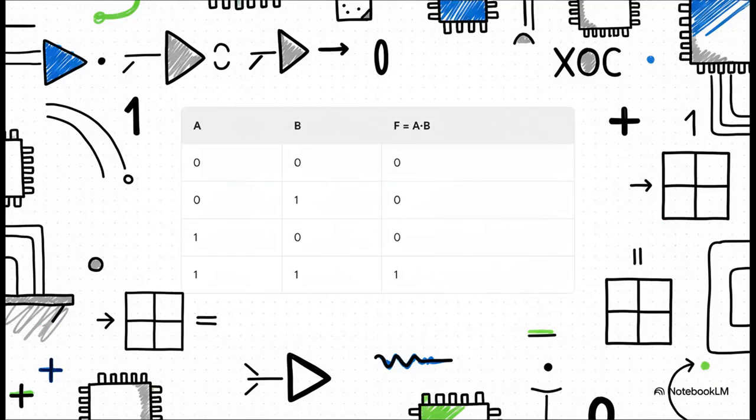Let's look at a super simple example. The function here is A and B. The table shows you clear as day that the output is only 1 when both A and B are 1. For every other combination, the output is 0. No ambiguity, no guessing. It's all just mapped out.